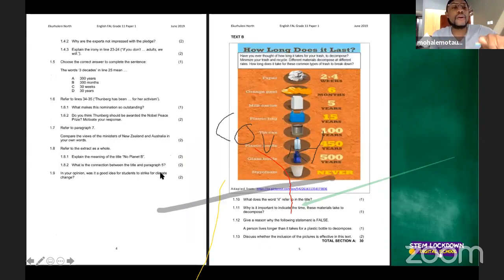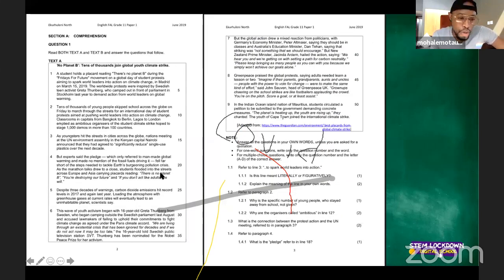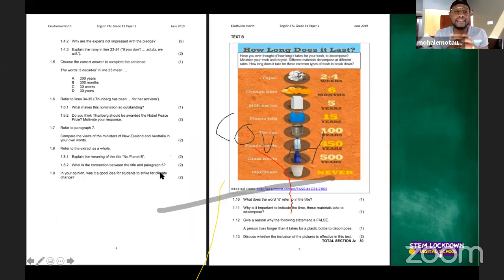Now, looking at the question, it says, what is the connection between the title and paragraph 5? The title says No Planet B. And paragraph 5 says, if we continue to do all of these things, our planet will be uninhabitable, meaning we won't be able to live in this planet. Uninhabitable means we can't live, we can't inhabit this planet. Now, looking at the title, it says No Planet B, and looking at what the scientists are saying, they're saying we are going to be having an uninhabitable planet. So that is the connection between the title and the paragraph.